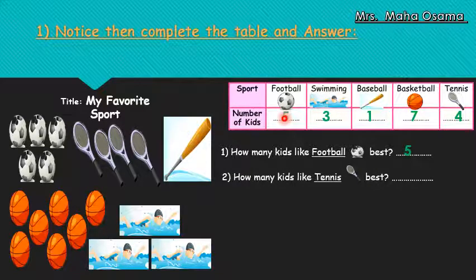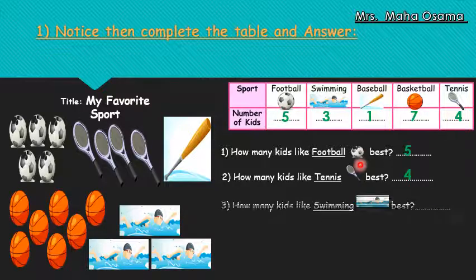How many kids like tennis? Where is the tennis? Yes, tennis is here. I have 4, so the answer will be 4. How many kids like swimming? Where is the swimming? Yes, here. So the answer will be 3.